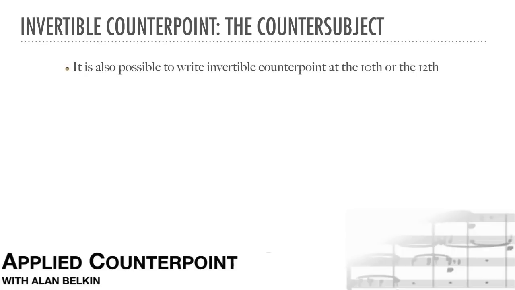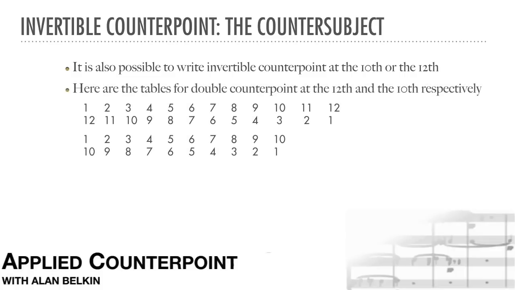It's also possible to write invertible counterpoint at the 10th or the 12th, where instead of transposing one of the lines by an octave, it's transposed by a 10th or a 12th. The procedure is the same as for invertible counterpoint at the octave. First, make an interval table, noting which intervals change character when inverted. Here are the tables for double counterpoint at the 12th and the 10th, respectively.